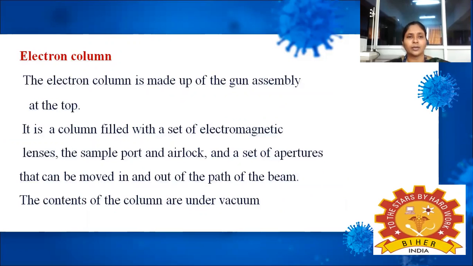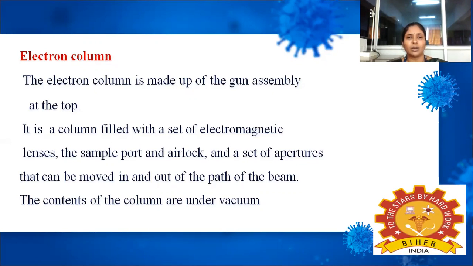Electron column. The electron column is made up of the gun assembly at the top. This gun assembly carries the filament, which heats and emits the electrons. It is a column filled with a set of electromagnetic lenses, a sample port and airlock, and a set of apertures that can be moved in and out of the path of the beam.